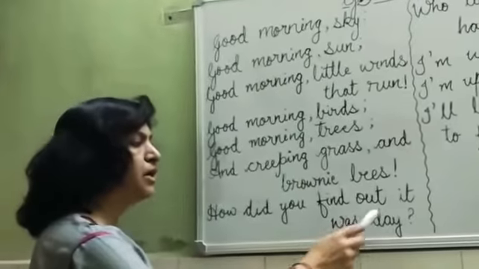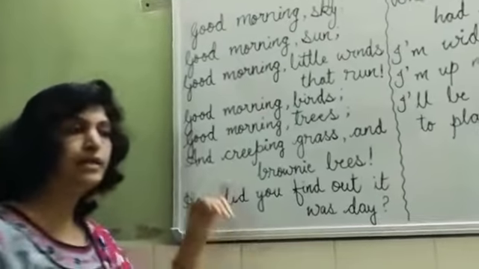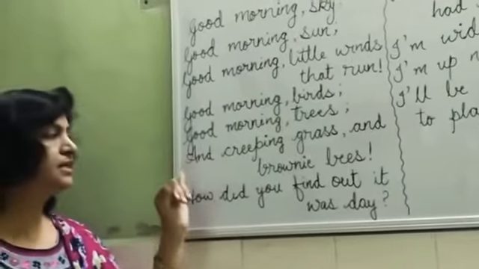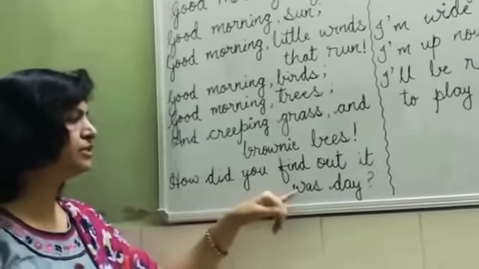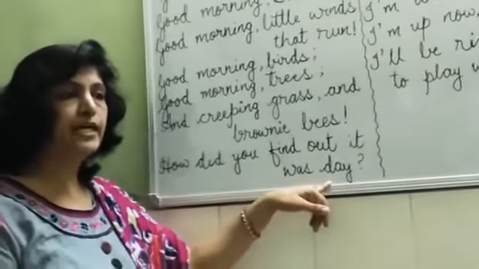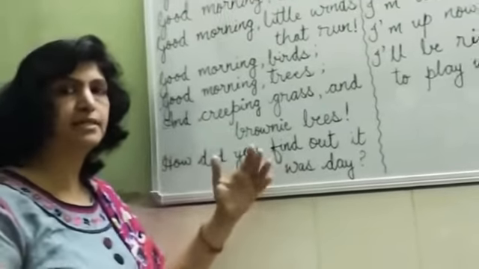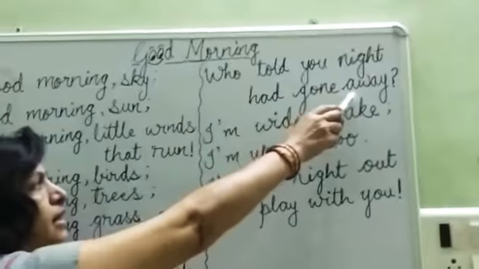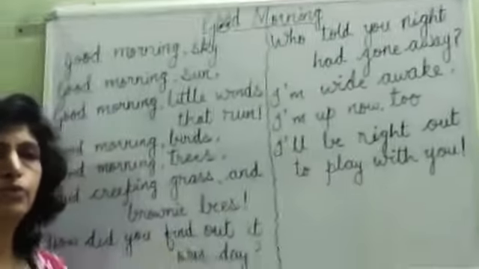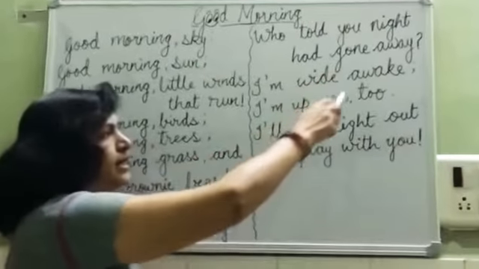How did you find out it was day? And now the poet asks, now the girl is asking a question to all this, that how did you find out that it is day? सुबह हो गई है, तुम्हें कैसे पता चला? How did you find out? Who told you night had gone away? तुम्हें किसने बताया? Who told you that the night is over? रात खत्म हो चुकी है.